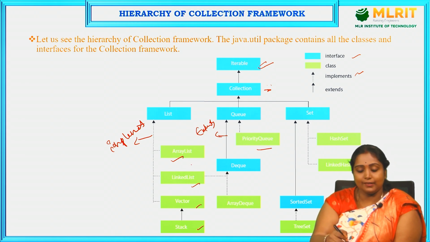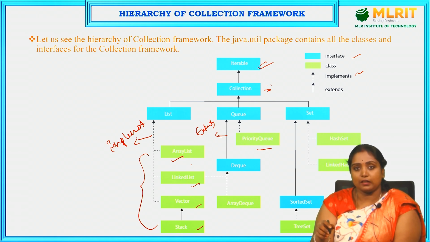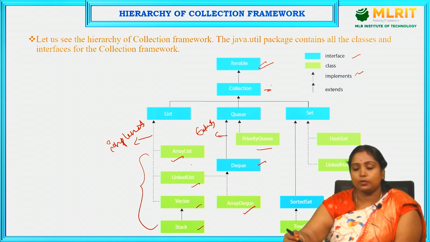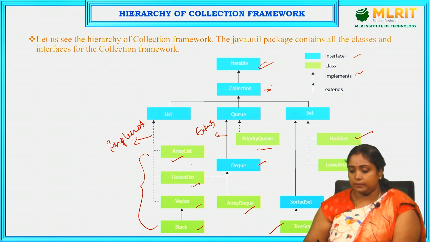We will discuss all these collection framework classes and interfaces in further sessions. Here we are going to see the architecture. Deque is an interface which extends Queue, and ArrayDeque is a combination of linked list and array, which implements the Deque interface. And for Set, you have two types of classes. One is HashSet, which implements the Set interface, and TreeSet is a class which implements SortedSet. So, this was the architecture for the collection framework.